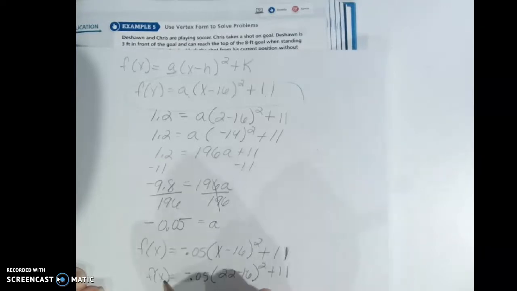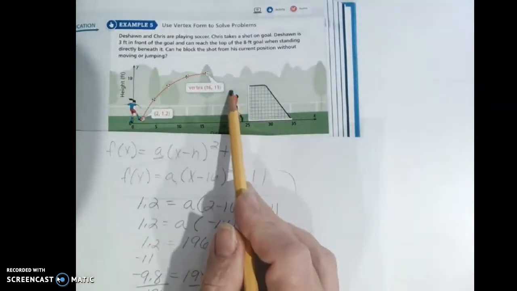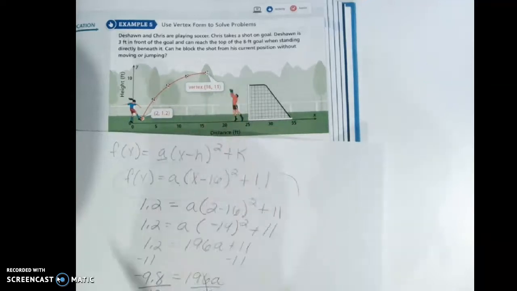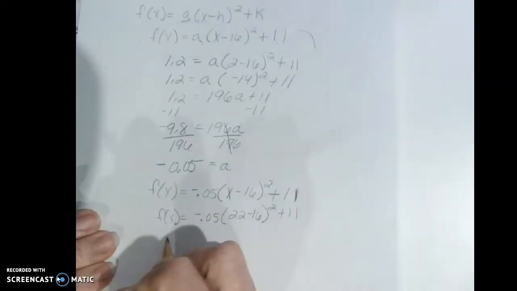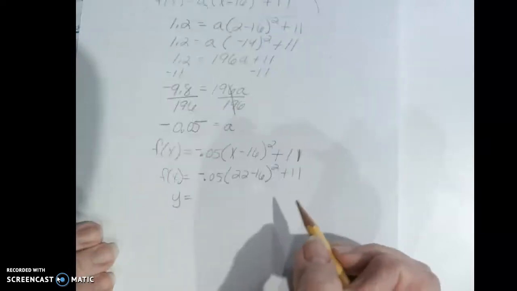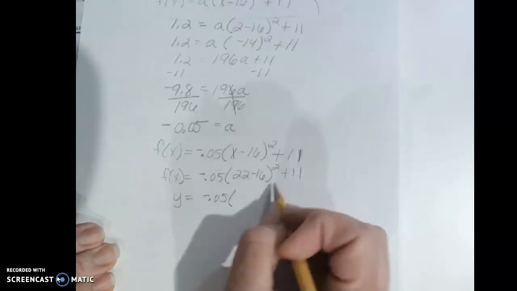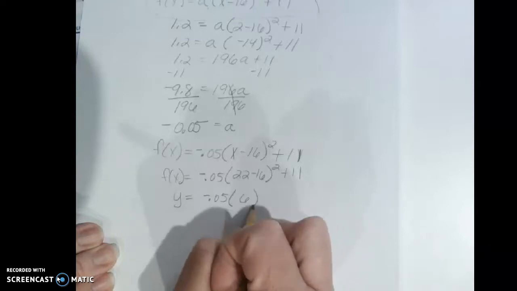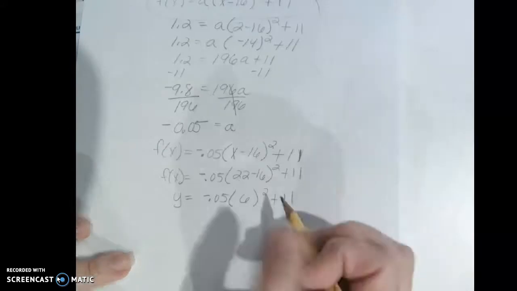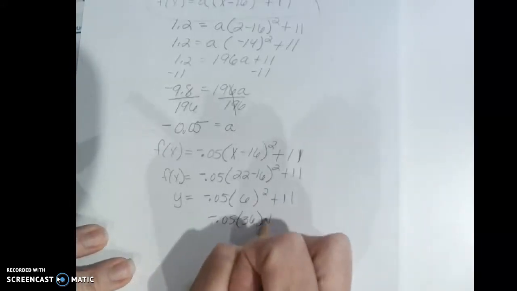What I want this y to be, the output, I need it to be 8, because that's where his hands are, at 8. But I'm going to actually solve it and see what it is, and that will tell me if it works or not. So I'm going to go ahead and switch this to y, because I know it's easier for you to understand. But I'm going to have negative 0.05. 22 minus 16 is 6. When I square it, I have negative 0.05 times 36 plus 11.